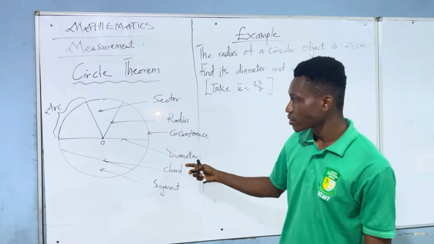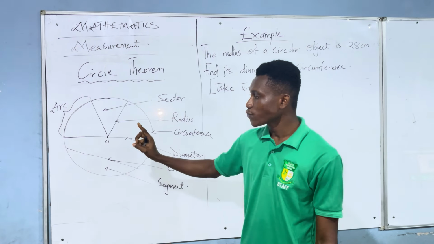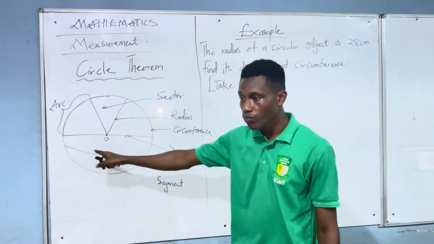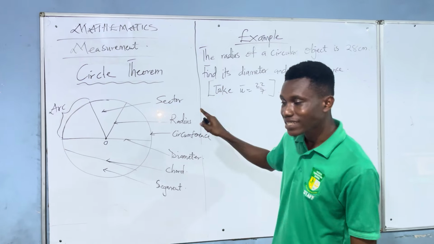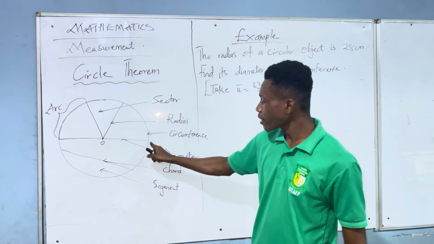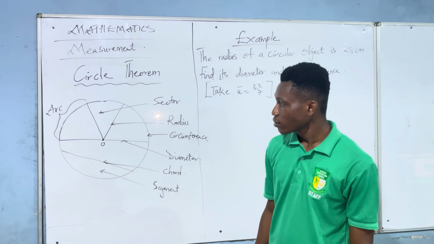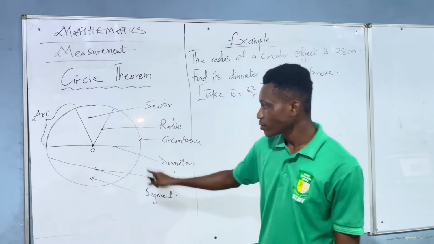A diameter. And it is the distance from one point of the circumference that passes through the center of the circle and touches the other side or another part of the circumference. So it always passes through the center.